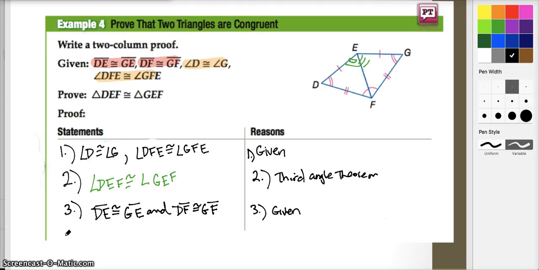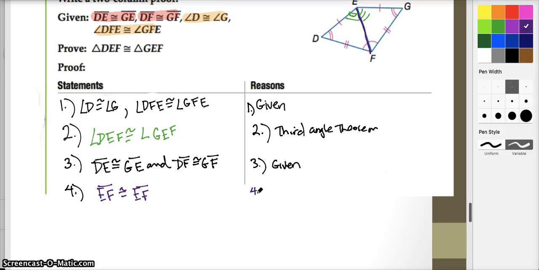And the next thing I want to do is talk about this other side. When I look at this other side of the triangle, we see that they share that side. So I can say that segment EF is congruent to itself. Do you remember why this would be the case? EF is congruent to itself because of the reflexive property of congruence. I'm just going to put reflexive property. I think we talked about this, and it's like reflection, like looking in the mirror, same thing on both sides. Do you remember that?